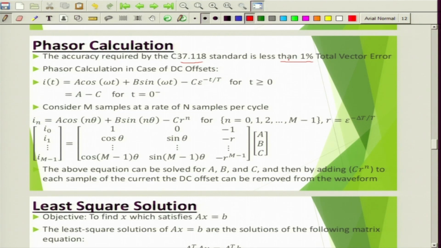Phasor calculation in case of DC offsets: i of t is equal to a cos omega t plus b sin omega t minus c exponential minus t by T, which is a decaying DC component. So, basically this is nothing but a minus c for t equal to 0. Consider m samples at a rate of n samples per cycle, then this signal can be represented like this, which consists of so many samples.